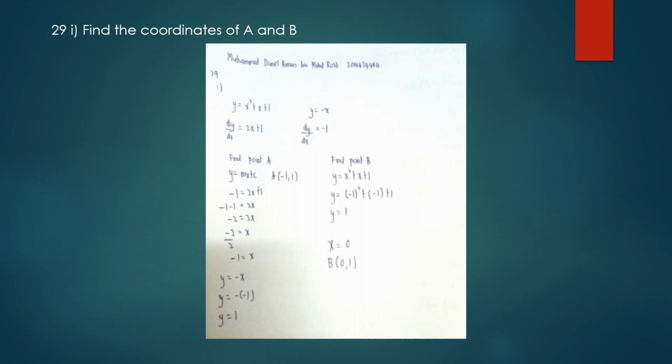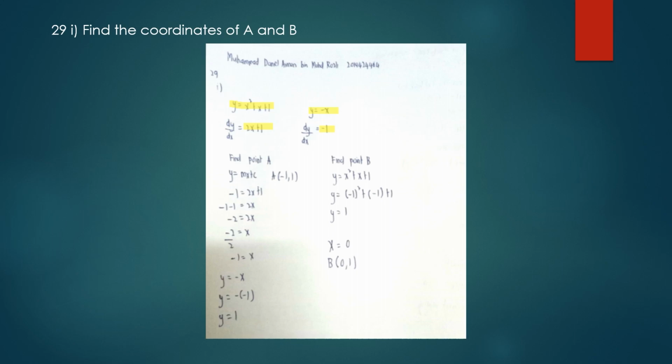Okay, so this is the solution of 29.1. All the steps are divided into two steps. The first one, we need to write the equation given and differentiate both of the equations. The equations are already given in the question, which is y equals x squared plus x plus 1, and the other one is y equals negative x. After we differentiate the equations, it will become 2x plus 1 and the other one is negative 1. And we need to find each main point, which is A and B.